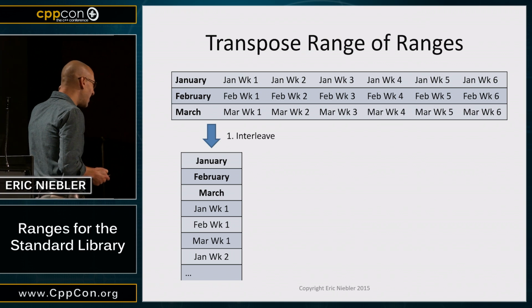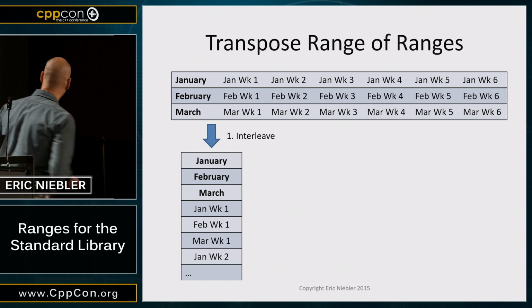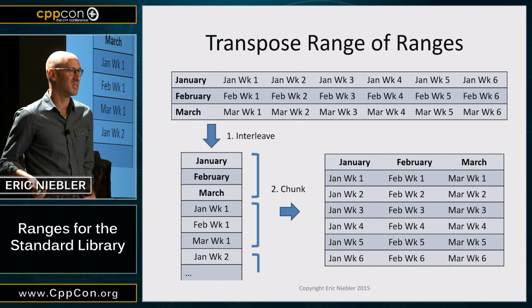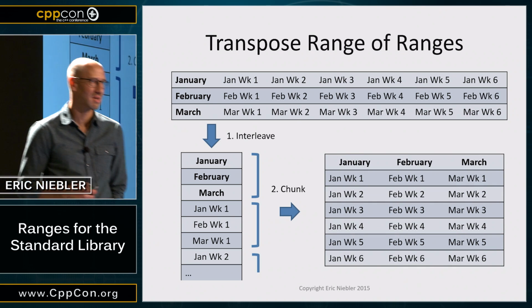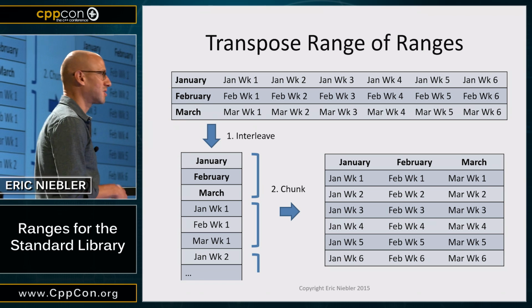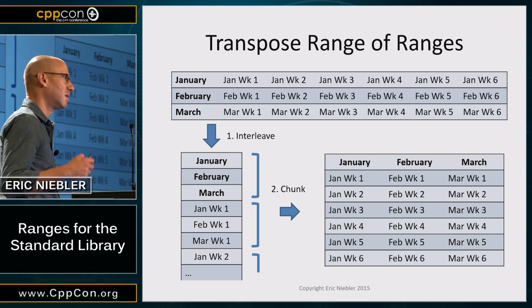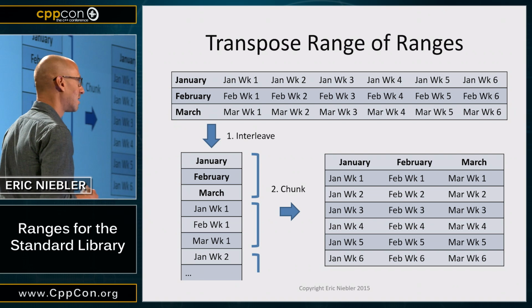What was it? Chunk. Great. Then we chunk. We've already got chunk. We just wrote it. That's terrific. We chunked that data structure, and now we've transposed a range of ranges lazily and on demand. Neat.